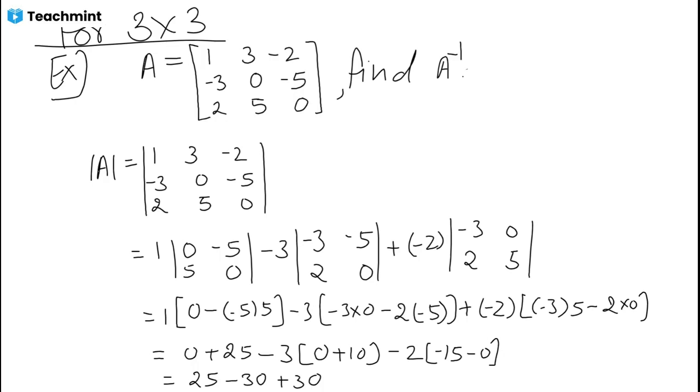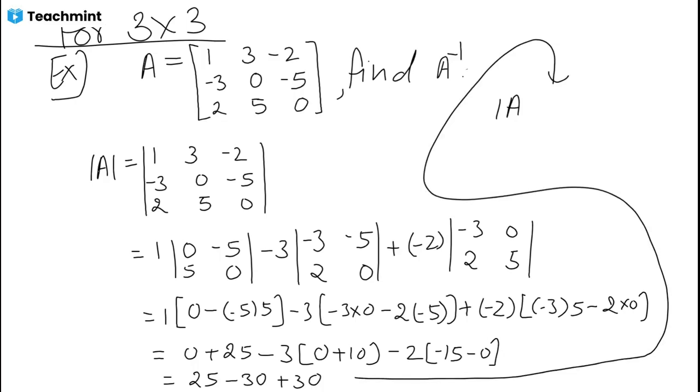So obviously determinant of A we will get here. Determinant of A we have 25, because we'll cancel plus minus 30.